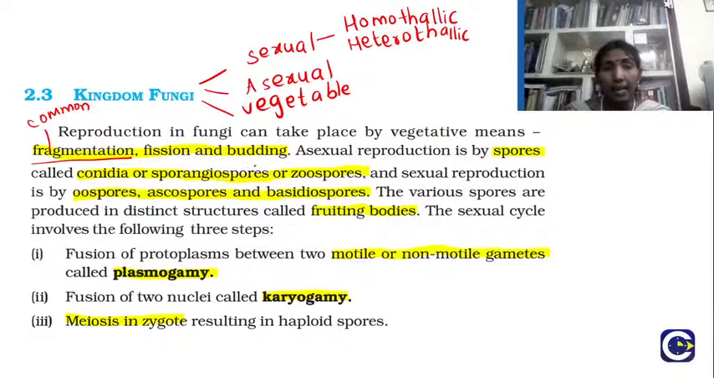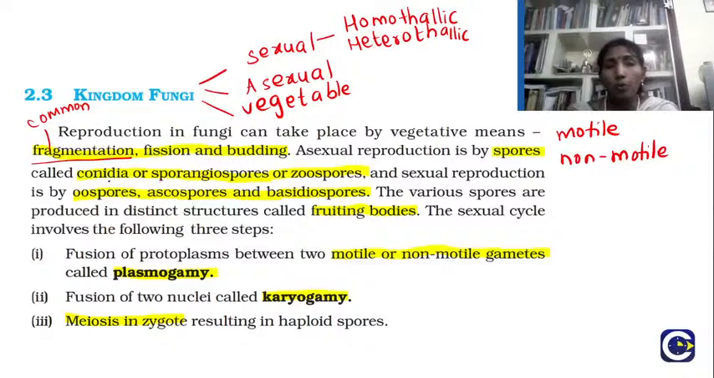When I say asexual reproduction, it is by spores. The spores can be either motile or non-motile, meaning they may be able to move or may not. So asexual spores of fungi, during favorable condition they will undergo meiosis and they form what we call them.